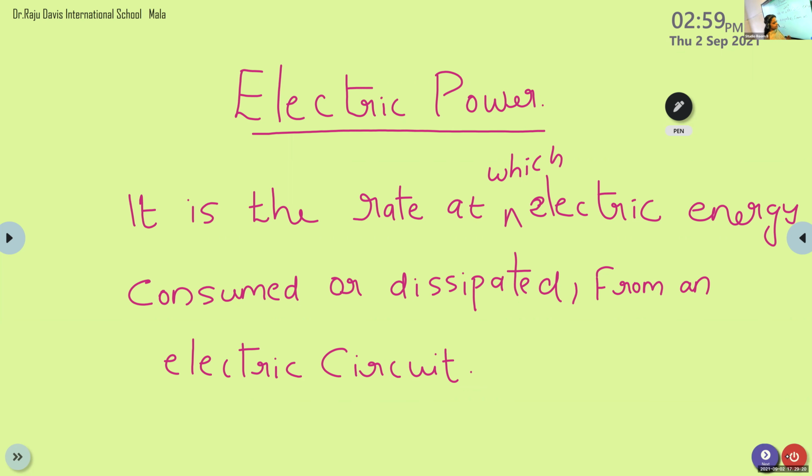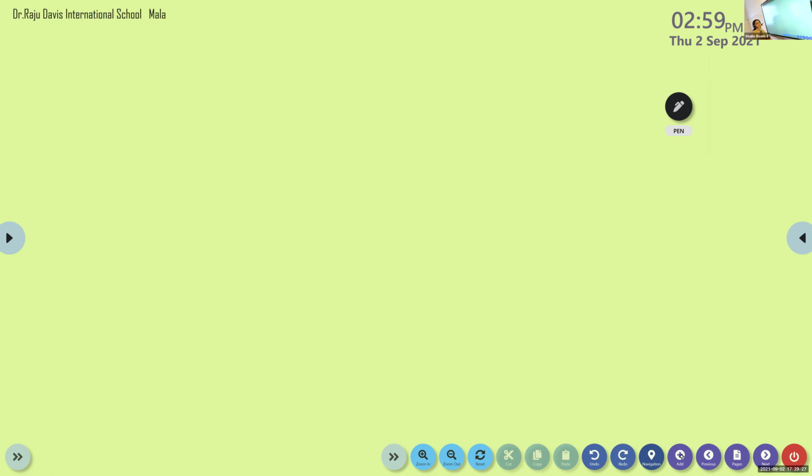Now, the mathematical equation for calculating electric power is given by, can you recall the equation for calculating electric power? P is equal to, anyone? Very good. P is equal to VI. This is the mathematical equation for calculating electric power. So we can say electric power is the product of voltage and current.